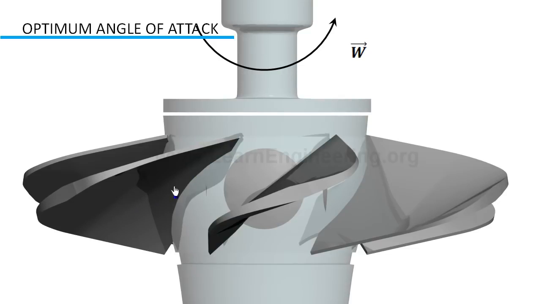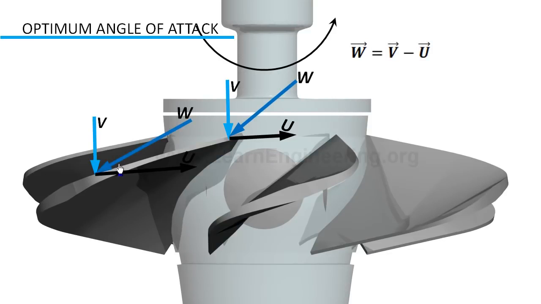Even though absolute velocity is axial, relative velocity will be inclined, depending upon blade velocity. Inclination of relative velocity increases, as we move from root to tip, due to increasing blade velocity. There should be continuous twist in blade, from root to tip, so that at every cross-section the angle of attack is optimum.